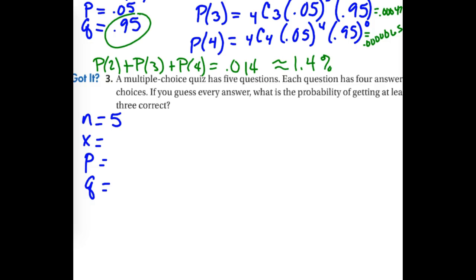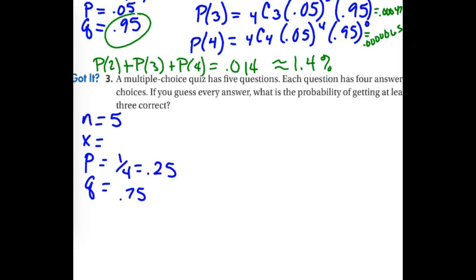Each question has 4 answer choices. Why would P equal 0.25? So the probability, if there's 4 choices, A, B, C, D, one of them is right. So 1 out of the 4 is going to be correct. As a decimal, that is 0.25, and we said P and Q have to add up to 1, so we have 0.75 for Q.